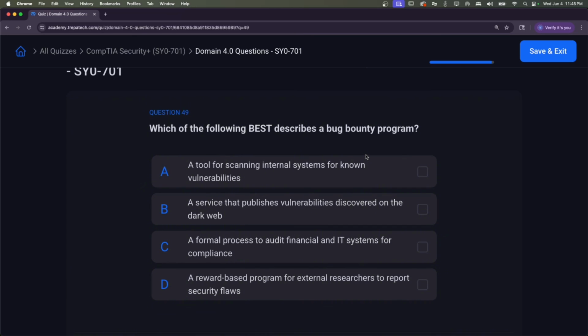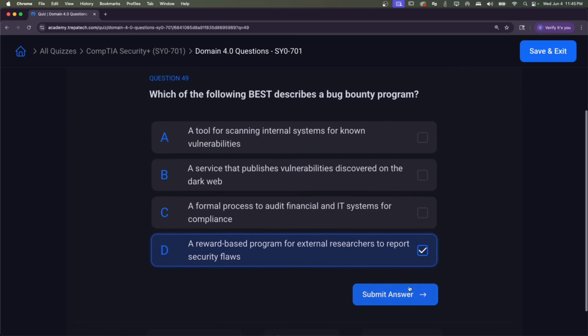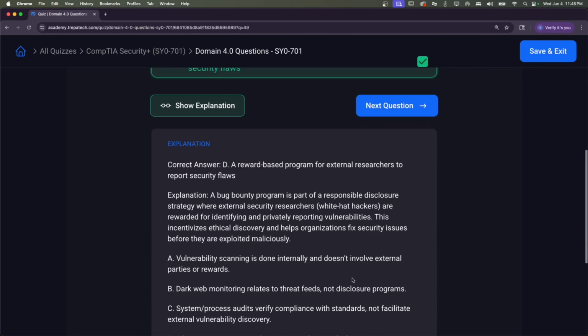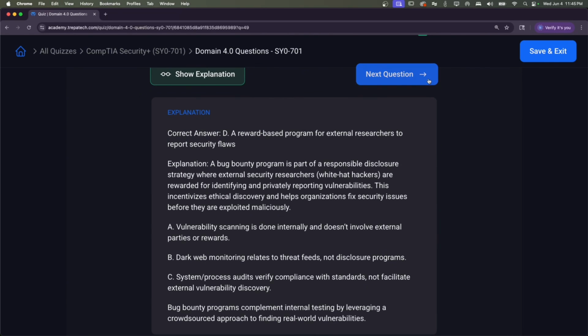Question 49. Which of the following best describes a bug bounty program? That is a program that says, from organizations, we'll pay you if you can break into our stuff. If you can discover a vulnerability, we'll pay you. So it's a reward-based program for external researchers to report security flaws. It's going to be D.